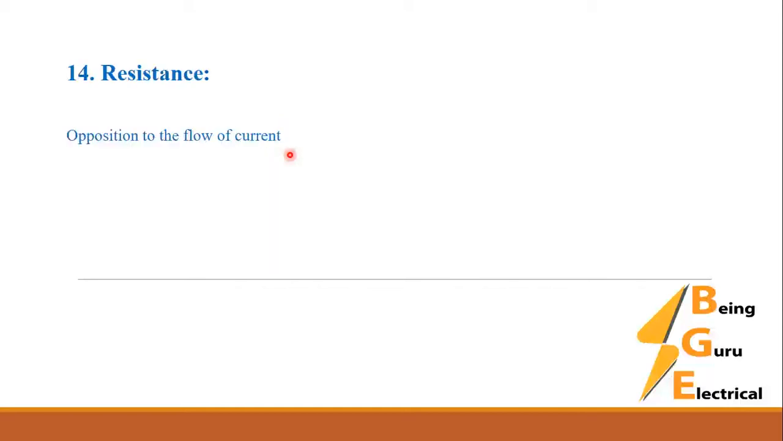14. Resistance. What is resistance? Resistance is the opposition to the flow of current. So an element having high resistance will have low flow of current, and an element having low resistance will have high flow of current through it.